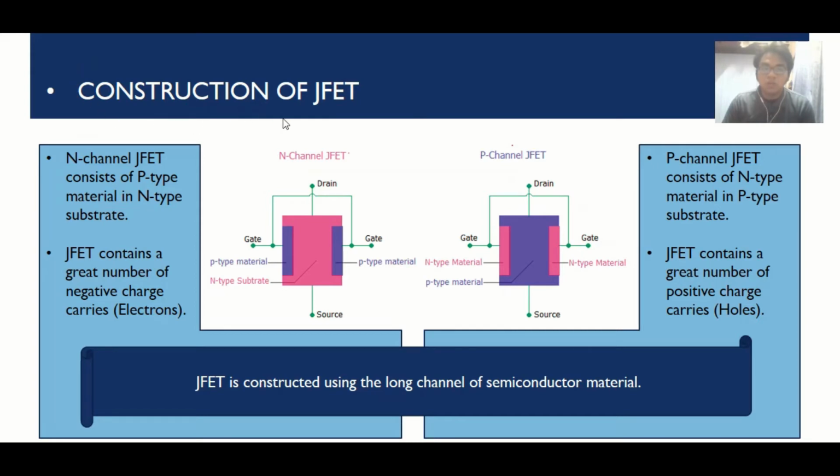Next, we go to the construction of JFET. Right, N-channel JFET consists of P-type material in N-type substrate, but for P-channel JFET, it consists of N-type material in P-type substrate. JFET is constructed using the long channel of semiconductor material, which is if the JFET contains a great number of negative charge carriers, which is electron, it will be N-channel JFET. But if JFET contains a great number of positive charge carriers, which is holes, it will be P-channel JFET.